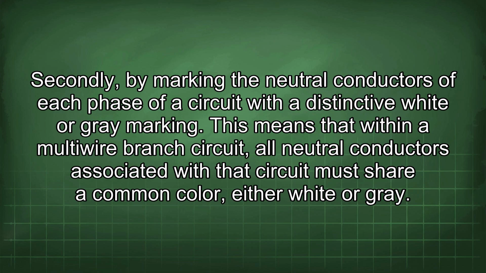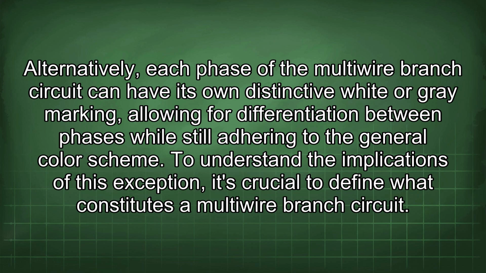This means that within a multiwire branch circuit, all neutral conductors associated with that circuit must share a common color, either white or grey. Alternatively, each phase of the multiwire branch circuit can have its own distinctive white or grey marking, allowing for differentiation between phases while still adhering to the general color scheme.